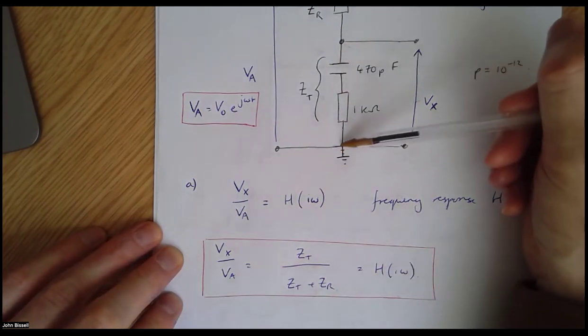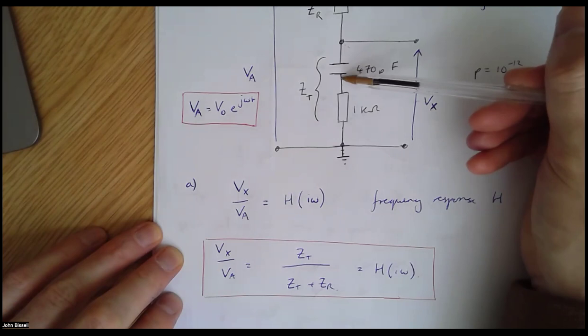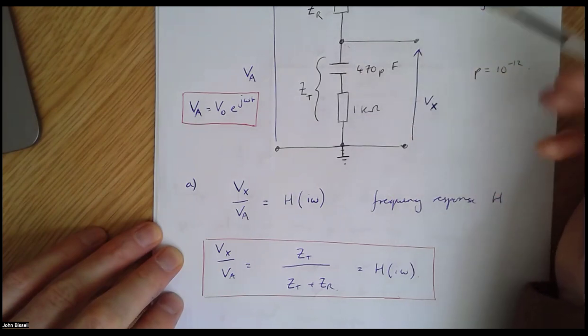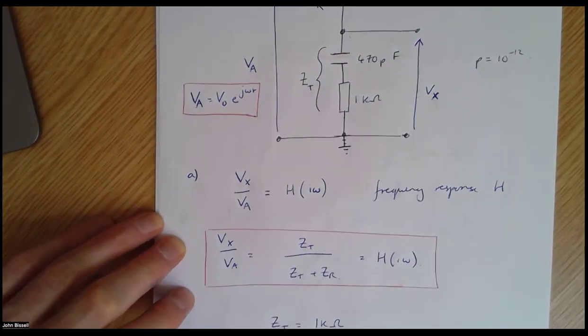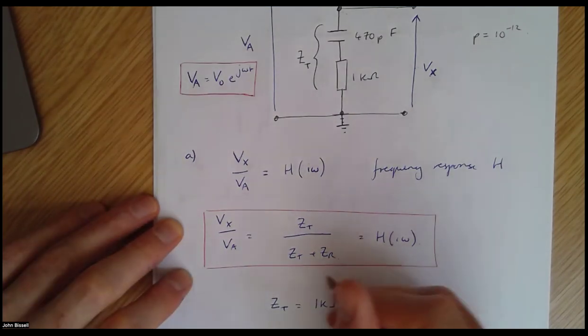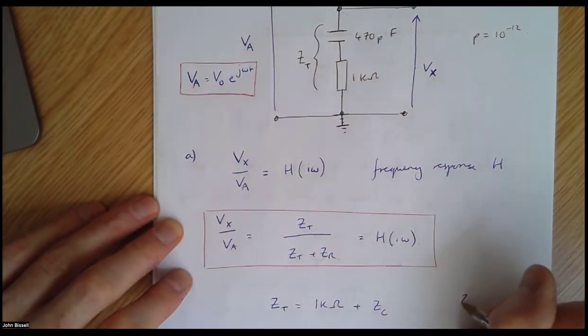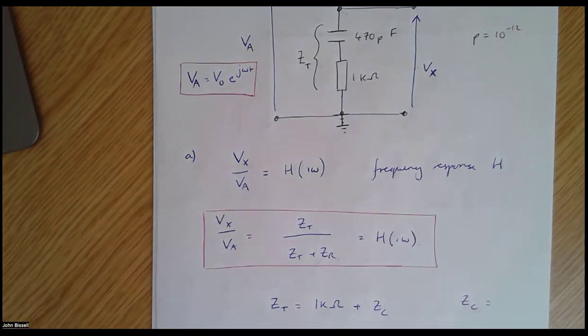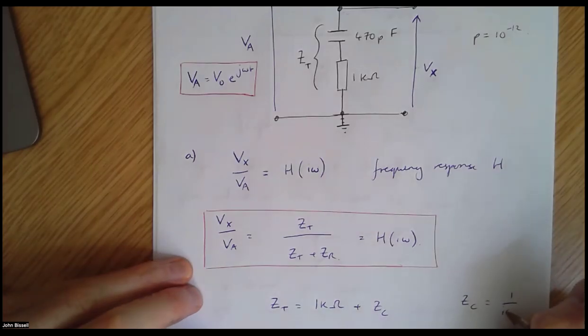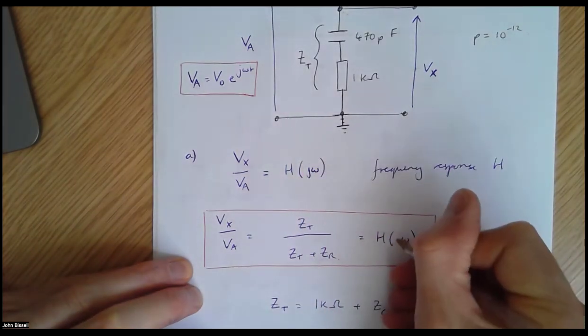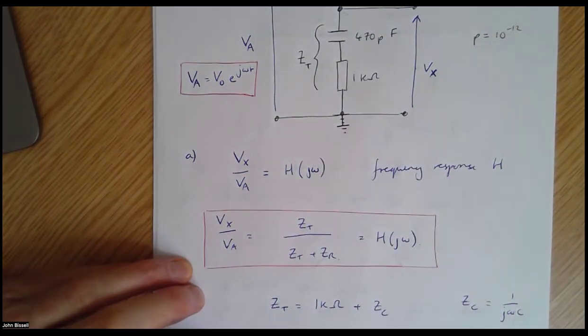So let's think about the complex impedance of the capacitor in series with the resistor. It's going to be 1 kilo ohm plus the impedance of the capacitor. What's the impedance of a capacitor, guys? You remember this? It is 1 over j omega C. Sorry, I should be using j, not i.